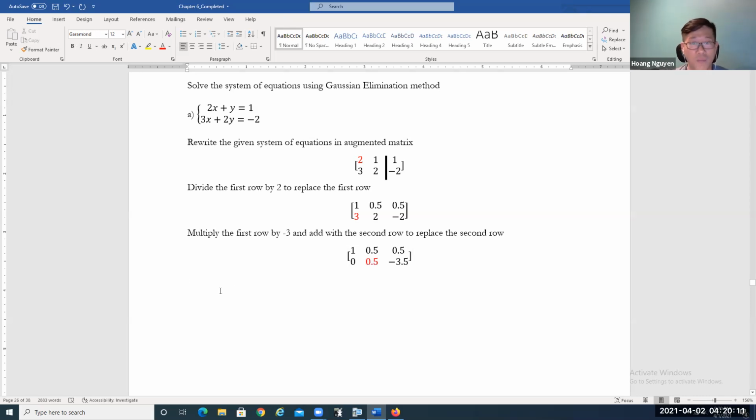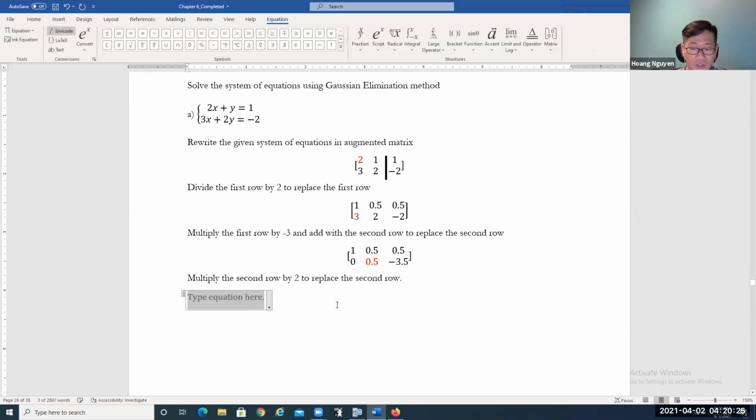Multiply the second row by 2. So I will multiply the second row by 2 and I will replace the second row. So all of the elements in the second row will be multiplied by 2. The first row, I'm going to keep. Now for the second row, I'm going to take 2 times 0 is 0. 2 times 0.5 is going to give you 1. And then 2 times this, 2 times -3.5, is going to give you -7.